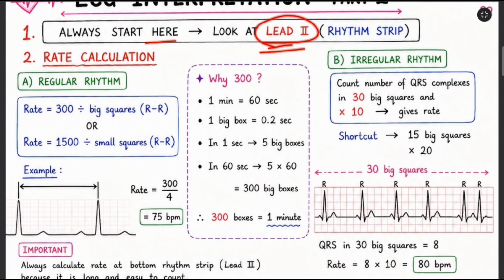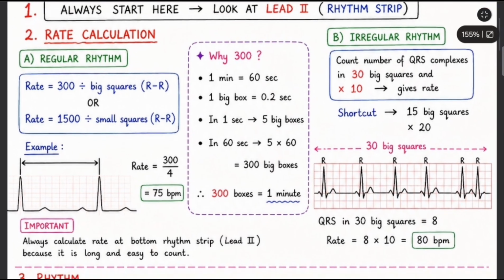The next step is calculating the heart rate. There are two situations: regular rhythm and irregular rhythm. Let's discuss both. If the distance between every R wave is equal, the rhythm is regular. There are two formulas you can use. The first method is heart rate equals 300 divided by the number of large boxes between two consecutive R waves. The second method is heart rate equals 1500 divided by the number of small boxes between two R waves.